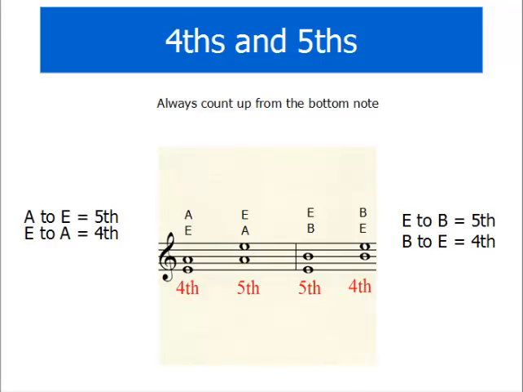Same notes, but when they're turned upside down, they have a whole other sound. Let's take a look at the fifth next to it, the B to the E. The E to the B. There's your fifth sound. And then if we take the E, bring it up an octave, we have the B, the same B, and the E create a fourth. There's your fourth sound.